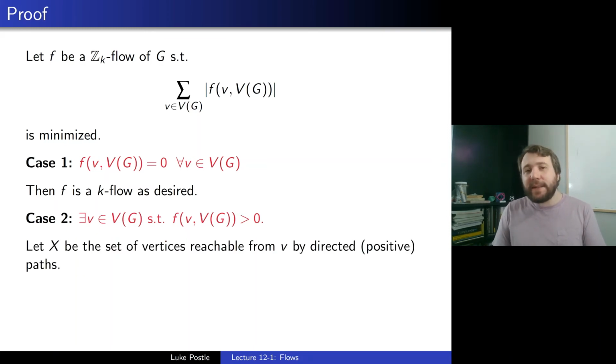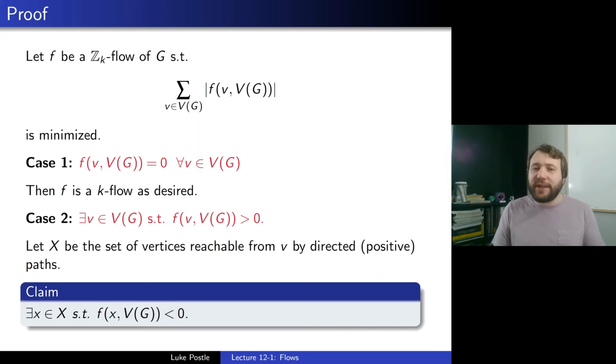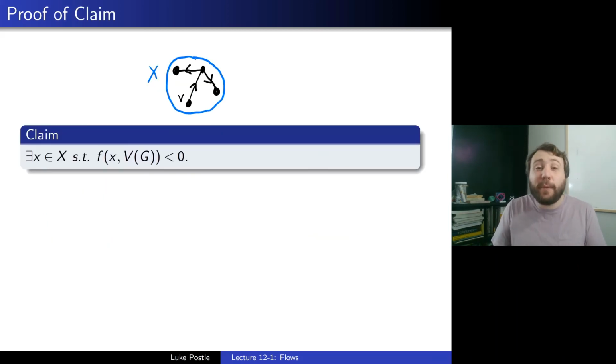Now what do we do with that? Well, let X be the set of vertices reachable from v by directed paths. By directed paths, I mean in the positive sense, so ones where flow is actually flowing positively. Think of everything you can reach there. I claim that there's a vertex x in that set X that's a sink, that has negative net flow. That should be pretty obvious: if I have a source, there must be some sink where that flow is going to. That's all the claim says, but we'll prove it anyway.